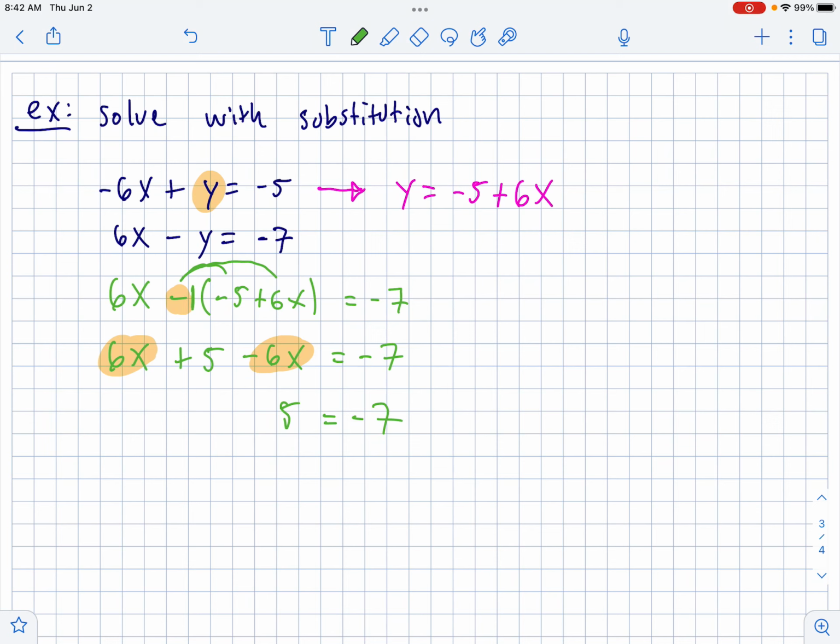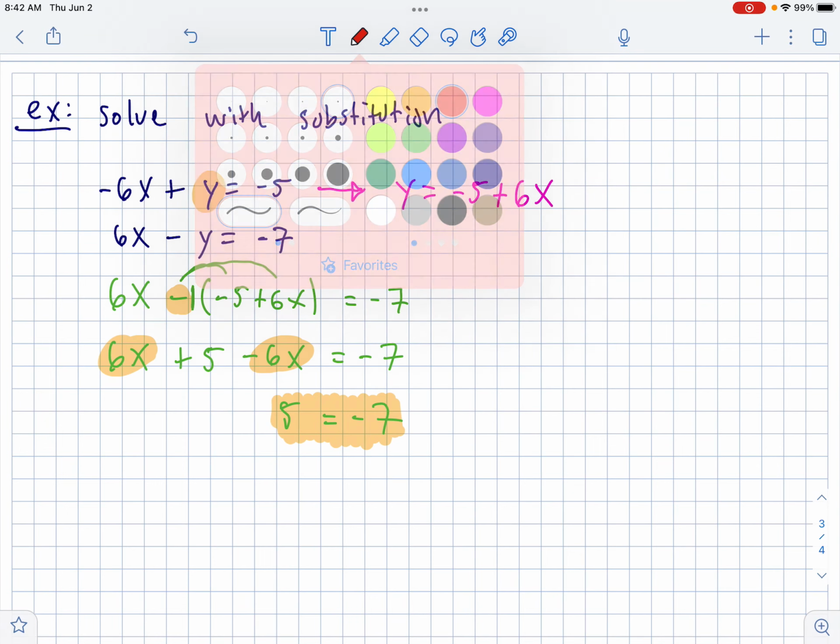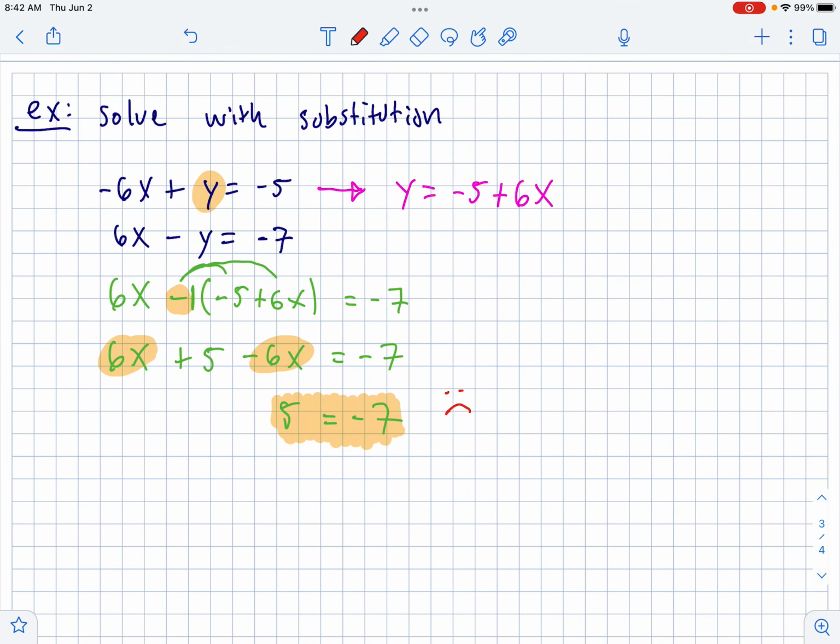Now, you guys, all the x's disappeared. We have no more variable to solve for, and we get this funny statement of 5 is equal to negative 7. Now, 5 is equal to negative 7 is not true. So you might be like, wait a minute, what is happening? This means that there is no solution to this system.